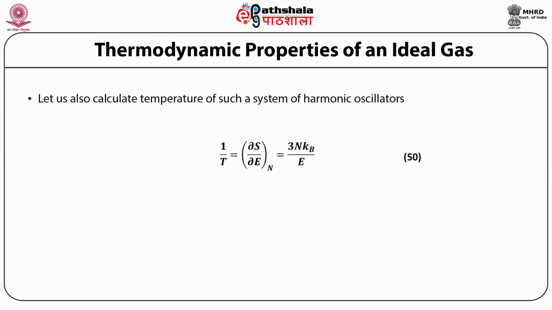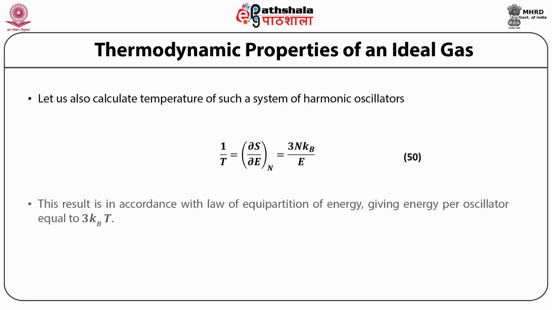Let us now calculate the temperature for such a system of harmonic oscillators. Recall, 1 upon T is equal to the partial derivative of entropy with respect to energy at constant n, which is equal to 3n k_B upon E. This result is in accordance with the law of equipartition of energy, with energy per oscillator equal to 3 k_B multiplied by the temperature.